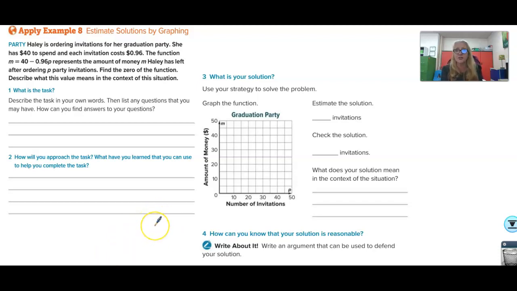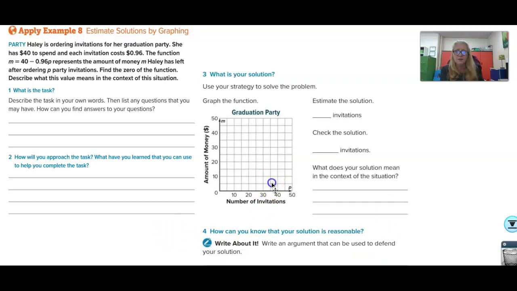Haley is ordering invitations for her graduation party. She has $40 to spend, and each invitation costs 96 cents. The function m equals 40 minus 96p represents the amount of money m Haley has left after ordering p party invitations. Find the zero of the function. Describe what this value means in the context of this situation. Okay, so basically, we're going to solve this, okay?